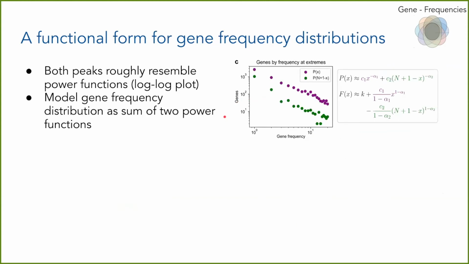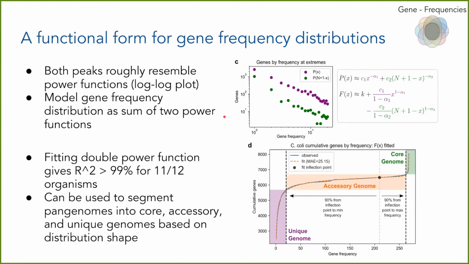And so now, further exploring the shape of these two peaks, we find that on a log-log plot these peaks pretty much appear to be linear and suggest that they follow a power function. And consequently, we decided to model these gene frequency distributions as just a sum of two power functions. And when we did this, we find that that functional form gives a very good approximation of the gene frequency distribution for all of the organisms, with an R-squared exceeding 99% for all but one organism, and even in that worst case, we had an R-squared of 96%.